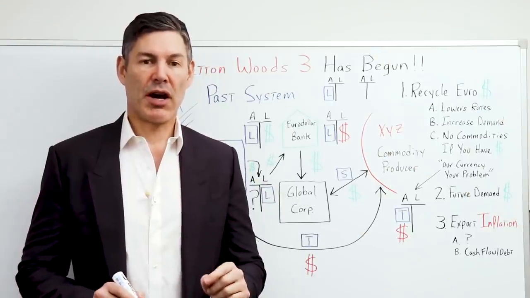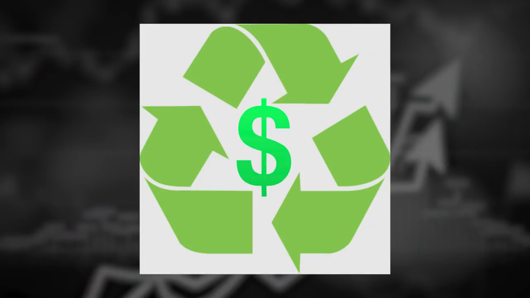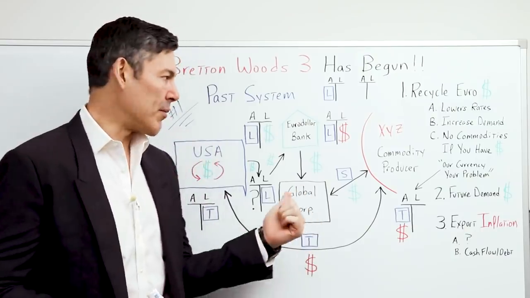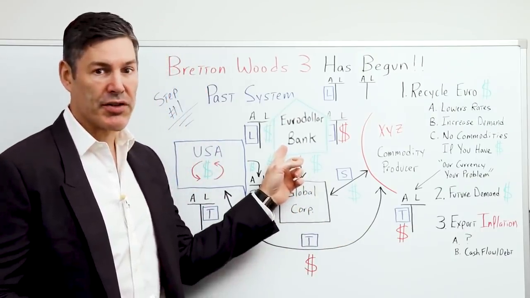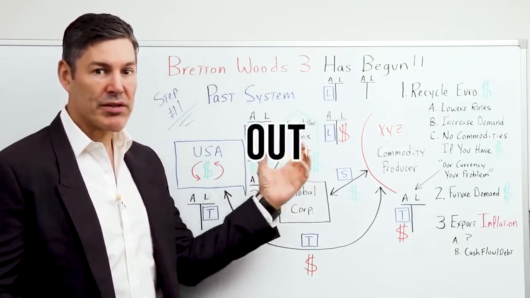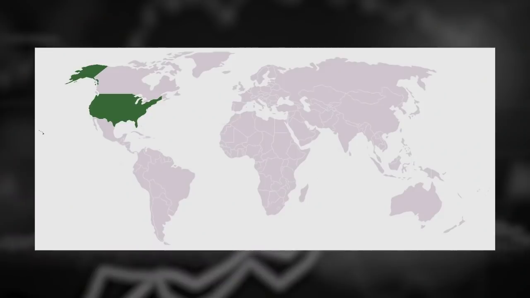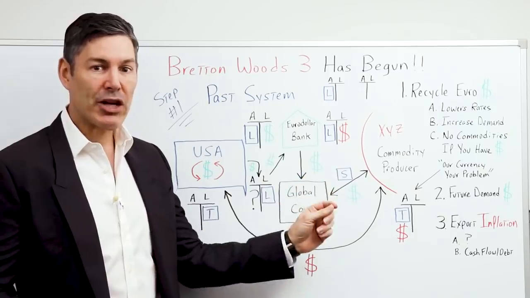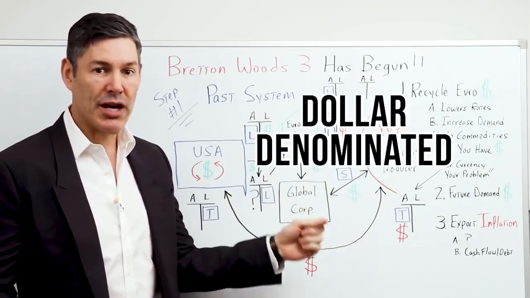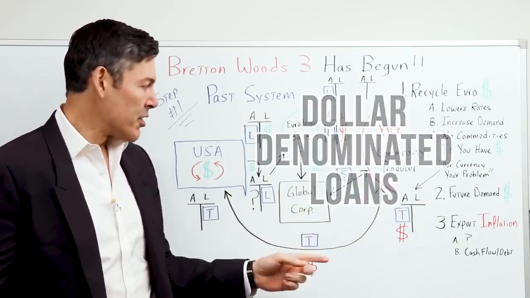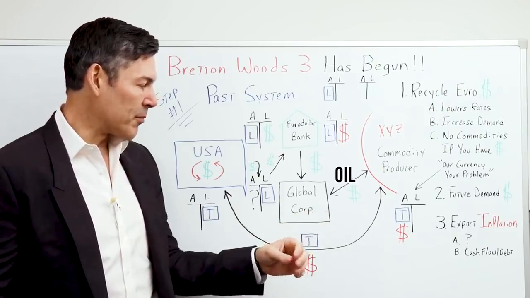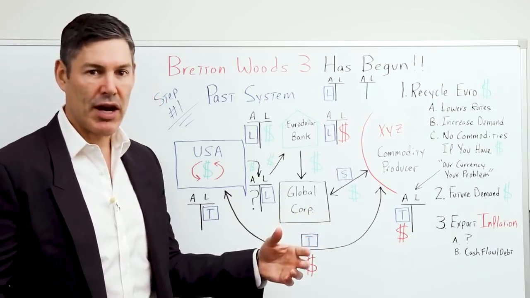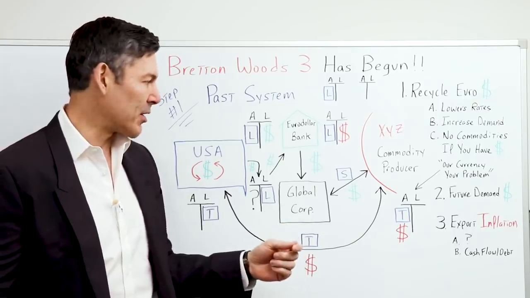So what does he mean when he talks about recycling euro dollars into treasuries? Let's go to the whiteboard and explore this further. It starts with a bank in the euro dollar system. So this is a bank outside of the United States, outside of the purview of the Fed, that can actually create dollar-denominated loans. So let's say we've got Global Corp that needs to buy some oil for some chemicals that they sell to the United States, or some natural gas, something like that.